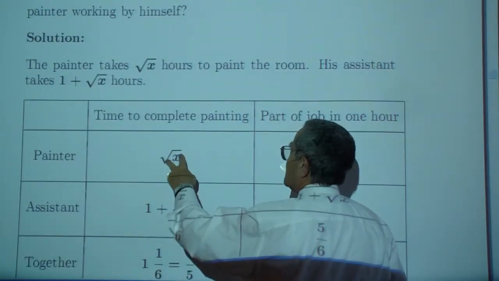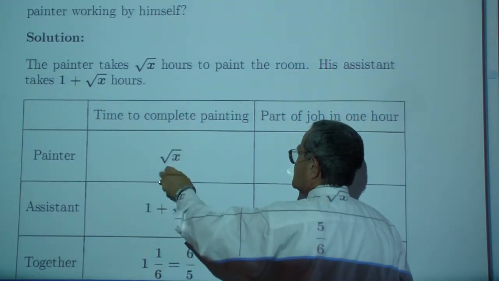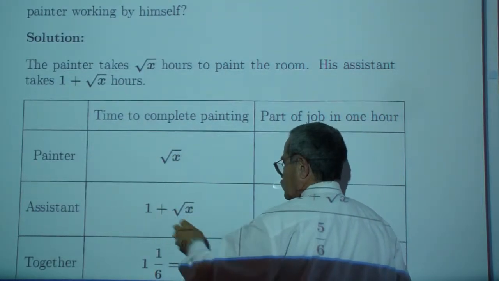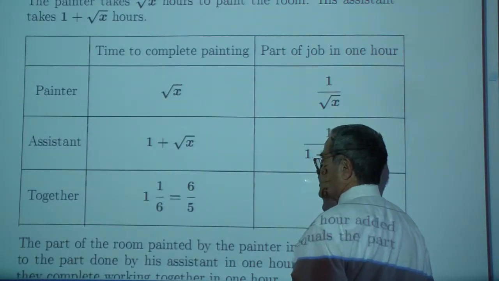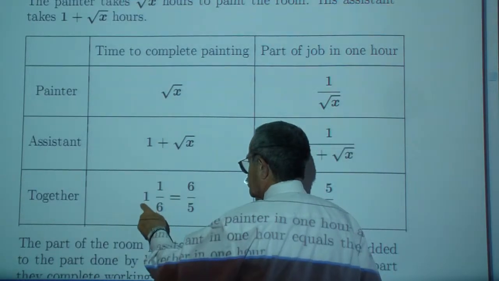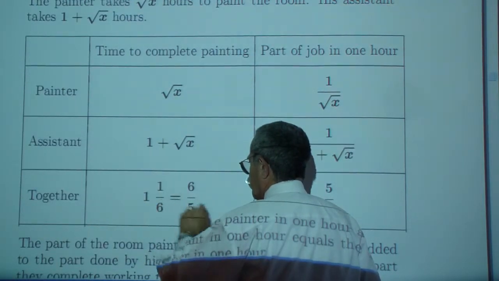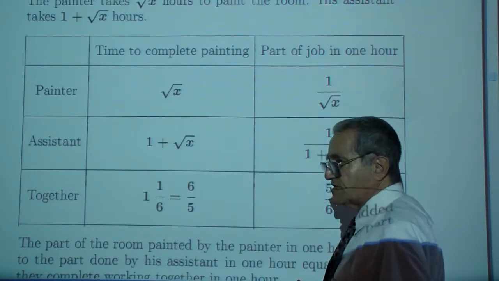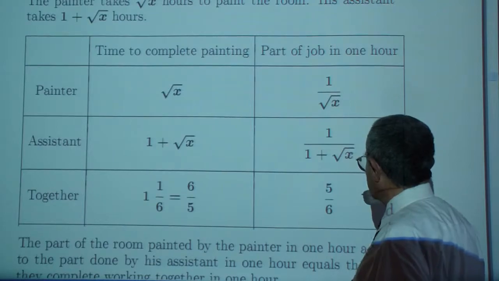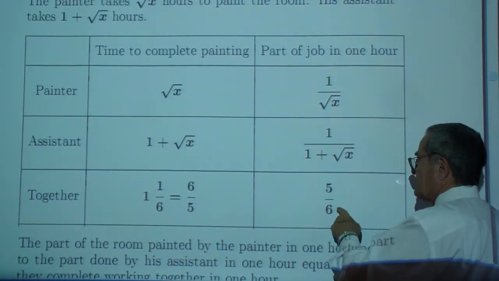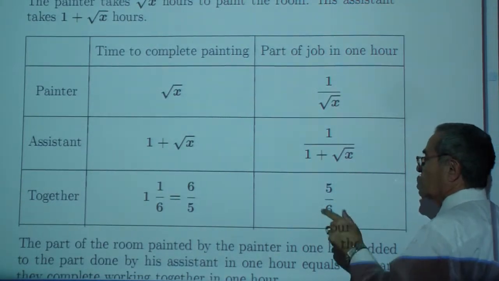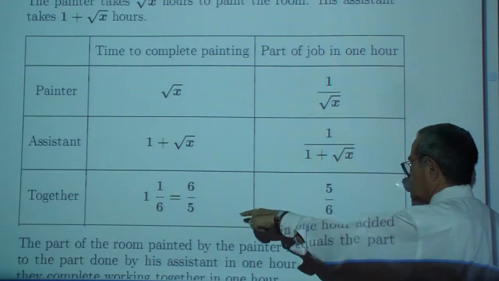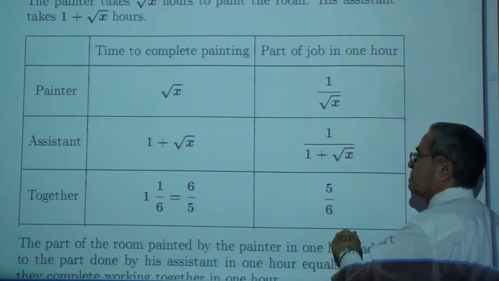So the complete job can be done in square root of x hours, and square root of x plus 1 hours. And working together, they can do it in 6 times 1, which is 6 plus 1, 7. That should be 7 over 6. Not 6 over 5, 7 over 6. So this is 7 over 6. No, that's 7 over 6, this is going to be 6 over 7.